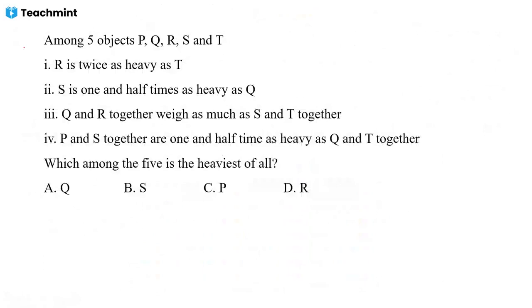Now reasoning part. I discussed a similar question in the puzzle test. Now, see this. R is twice as heavy as T. S is 1.5 times as heavy as Q. Q and R together weigh as much as S and T together. P and S together is 1.5 times as heavy as Q and T together. Q and R are equal to S and T.